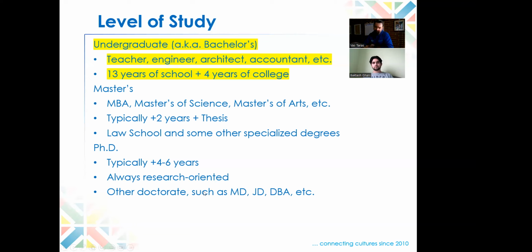And then you have a PhD degree. Again, for you, it's too early to think about. But if anyone wants to get a doctorate degree, then PhD is a so-called terminal degree, meaning that it's the highest degree you can get in your field.